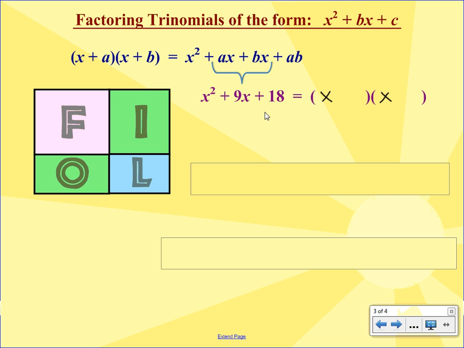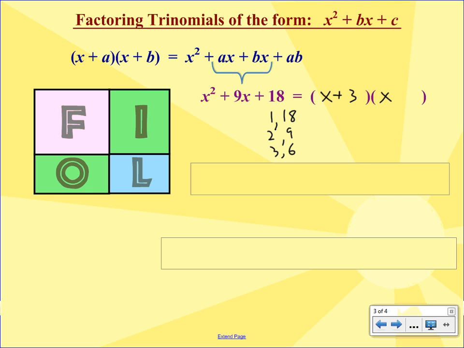So let me list them out here. 1 and 18. Ooh, hold on. Did I write that correctly? 1 and 18, 2 and 9, 3 and 6. Hopefully we recognize right away that 3 and 6 are the ones that are going to add up to positive 9x. So we're going to place one in each.